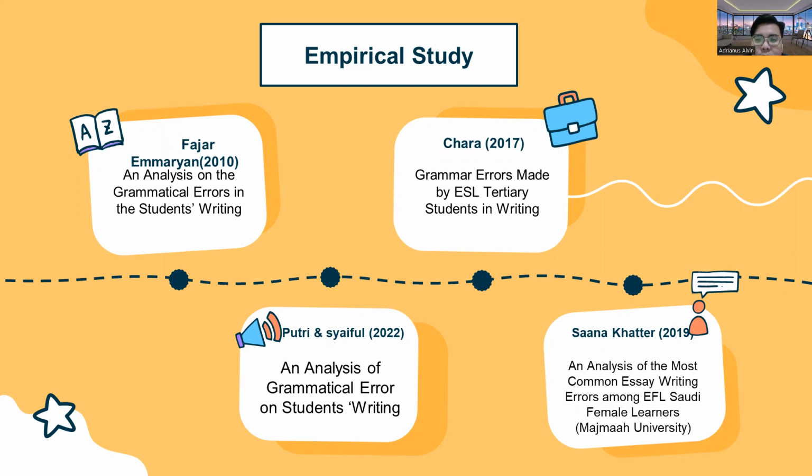The second one is grammar errors made by ESL tertiary students in writing, conducted by Charles, Amrit Nur and Tilaga. It aimed to identify the types and frequencies of grammatical errors made by English as a second language, or ESL, tertiary students in their writing. The study was qualitative research and collected data from 40 ESL students at a tertiary institution in Malaysia.